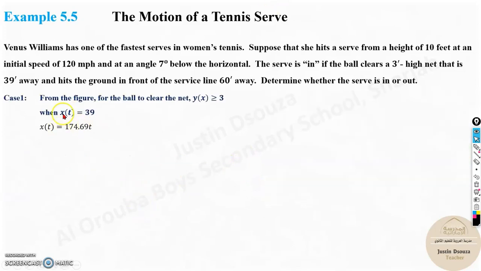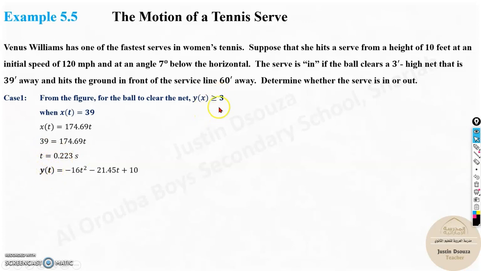The case 1. All you need to do is substitute in the position equation. X of t is equal to 174.69t. We found out, right? Just substitute x of t is equal to 39. So now solve for time t. What is the time t? T is 0.223 seconds. That means, let us see, at the time t, what is the y of t value?